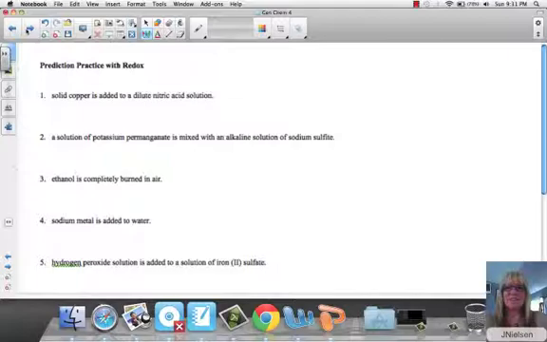Okay, so let's go back to review some prediction reaction with redox. So we've got solid copper. So we have Cu plus dilute nitric acid. Well, as soon as you see nitric acid, you should be thinking strong. So right away, you know that this is going to dissociate into this. It's a strong acid with 100% dissociation. So I'm going to write it like that.